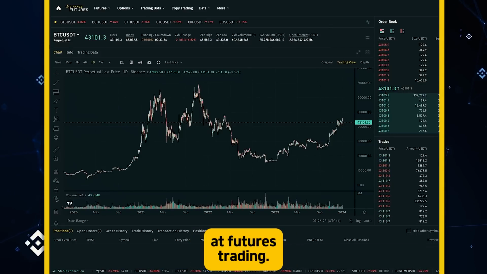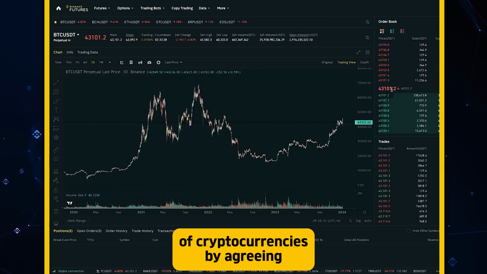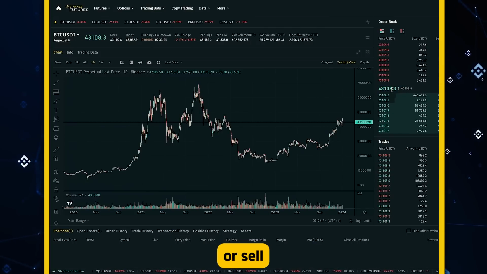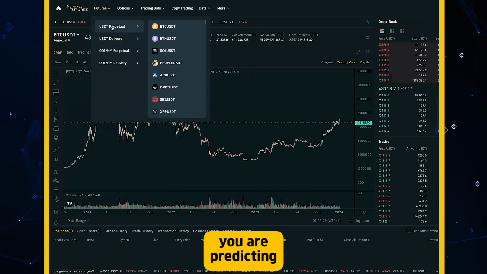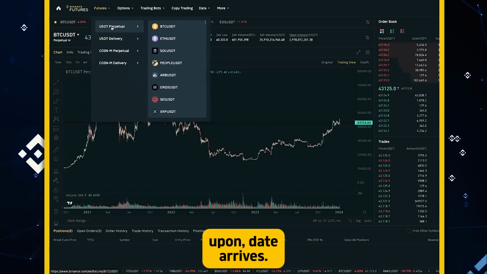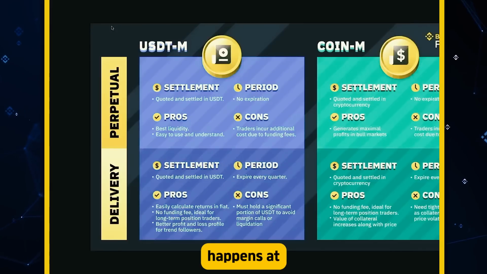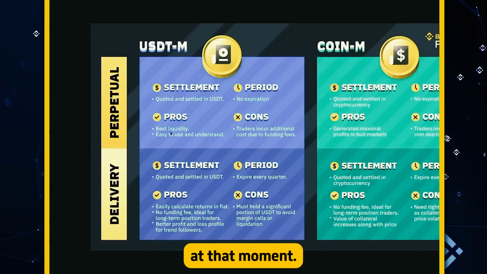Now let's take a look at futures trading. Futures trading is a way to speculate on the price movement of cryptocurrencies by agreeing to buy or sell at a fixed price on a future date. With this method, you're predicting whether the price of a cryptocurrency will go up or down. Once the agreed upon date arrives, the trade happens at the price set in the contract, no matter what the actual market value is at that moment.